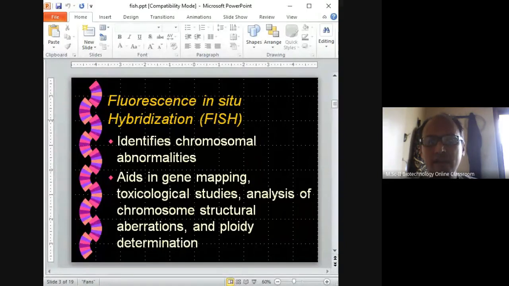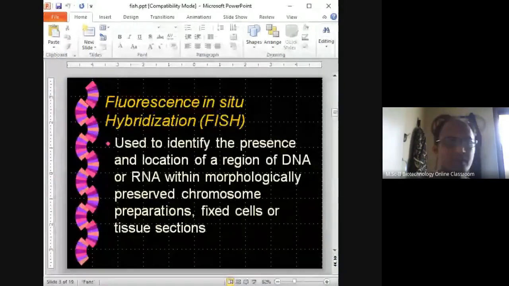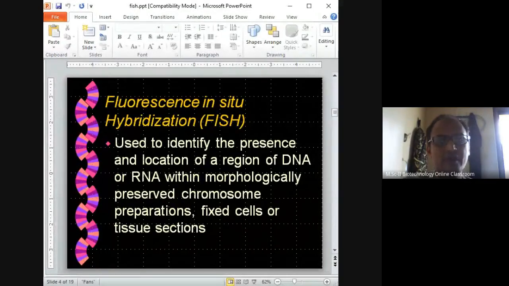So one can determine the ploidy level or the chromosomal content of an individual. In polyploid plants, usually, the number of chromosomes keeps on changing. The best example is watermelon. In watermelon the chromosome numbers change, and on that basis its size is decided. So one can determine the ploidy level in a given organism with the help of FISH. It is basically used to identify and locate a region of DNA or RNA within morphologically preserved chromosomal preparations. So it requires fixed tissues and cells.